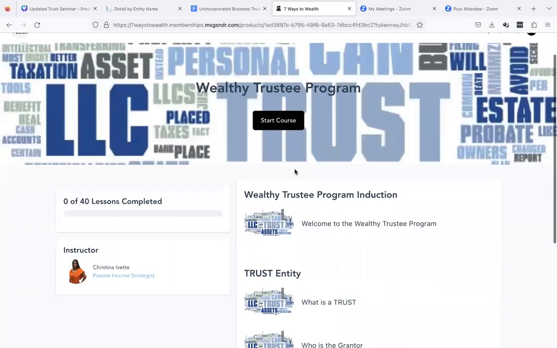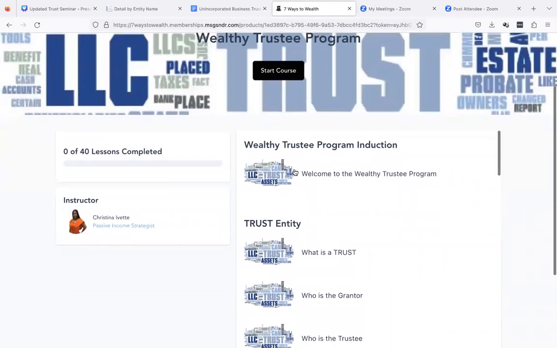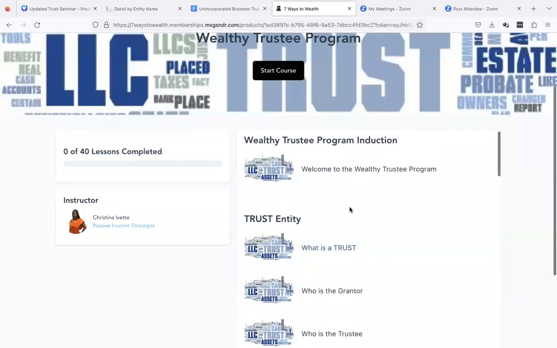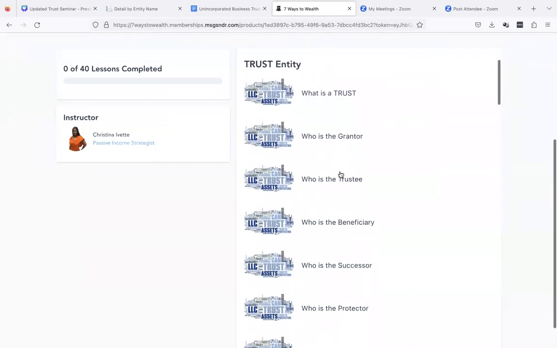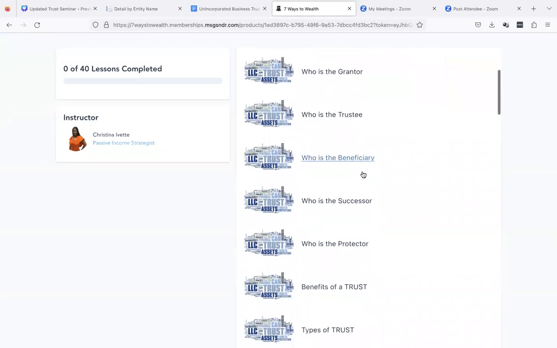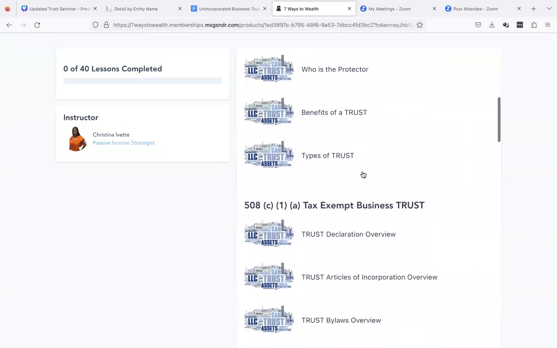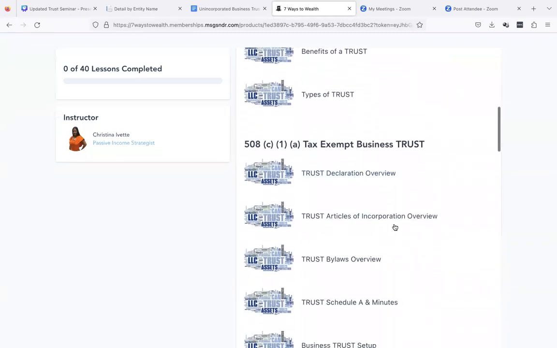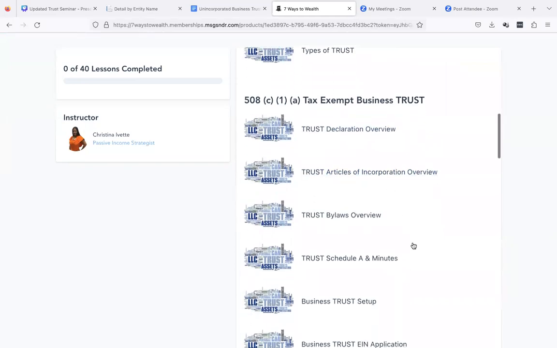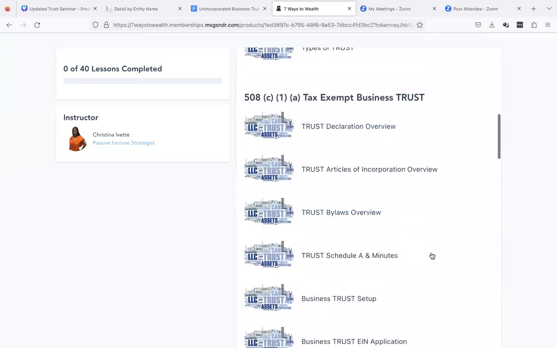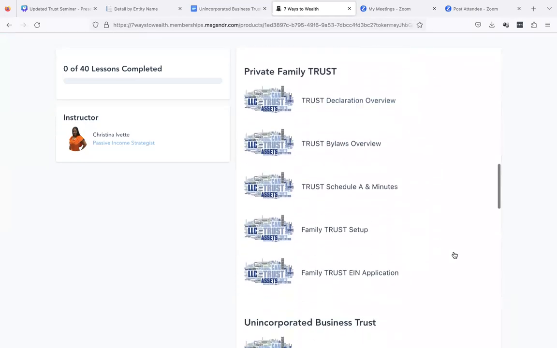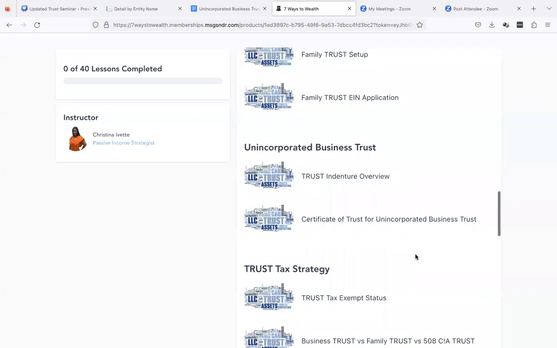And then this is the program. So this is the Wealthy Trustee program. Like I tell you, there's a total of 40 lessons, and I'm always adding more lessons to the program as well, okay? So in the first section, we have the trustee entity. So what is a trust? Who's the grantor, trustee, beneficiary, successors, protector, stuff like that. You get into actually going through the declaration, the articles, the bylaws for the 508c1a, for the private family trust, for the unincorporated business trust.